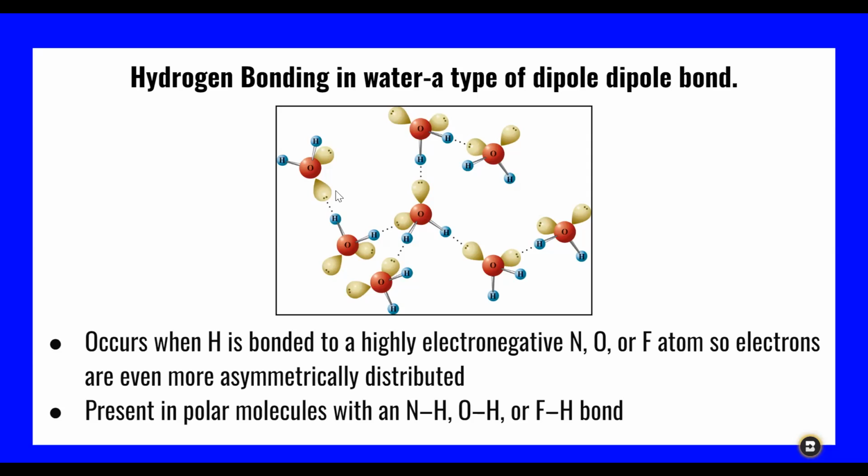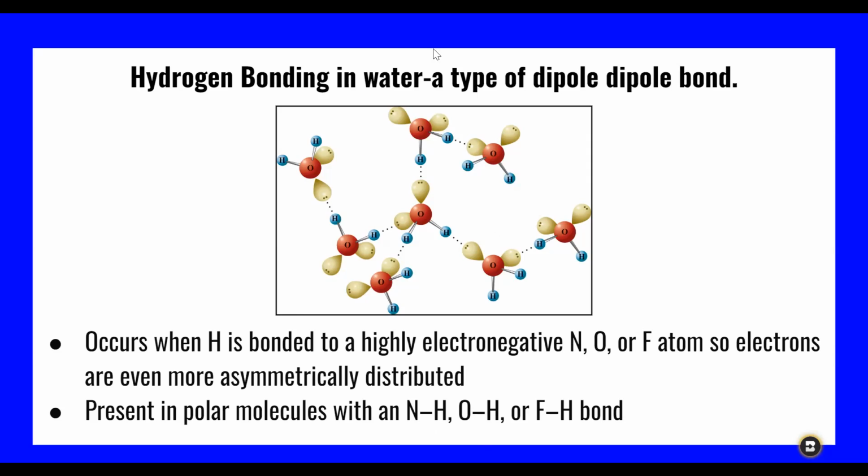And hydrogen bond can also form between hydrogen and fluorine and between hydrogen and nitrogen. Only these atoms can form hydrogen bond with hydrogen. You see that? NH is a hydrogen bond. OH is a hydrogen bond. FH is a hydrogen bond.